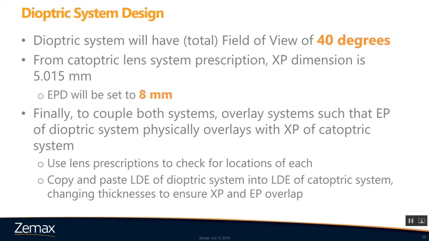And finally, to couple both systems, we'll simply overlay them such that the entrance pupil of the dioptric system physically overlays with the exit pupil of the catoptric system. And again, this is really simple. We'll just use the lens prescriptions in each file to check for the locations of the corresponding pupils, and then copy and paste the LDE of the dioptric system into the LDE of the catoptric system, changing the thicknesses to ensure that the exit pupil and entrance pupil overlap.